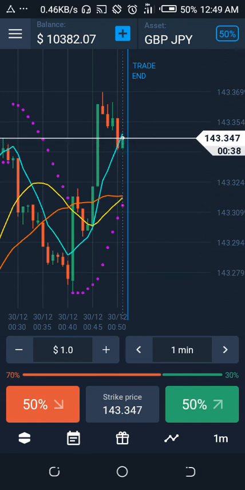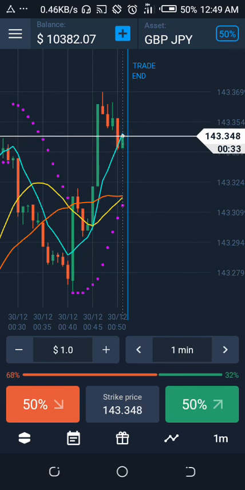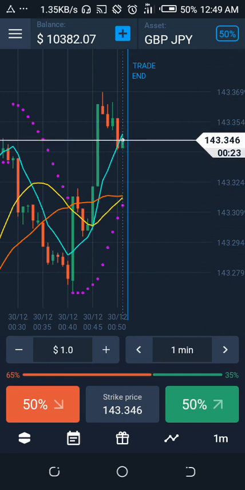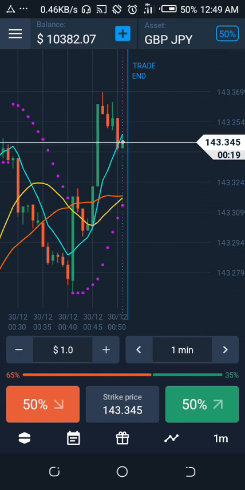Then also the time frame, you must make sure that you don't make a mistake. Don't set a 5 minute time frame for a 1 minute trading period. It doesn't make any sense. You have to make sure that everything is set. Don't rush before you start executing any trade.